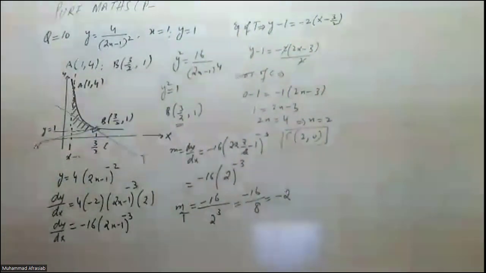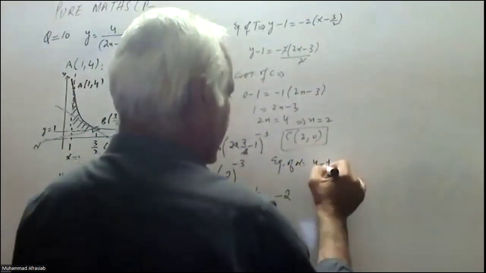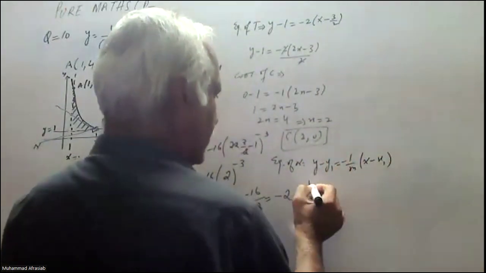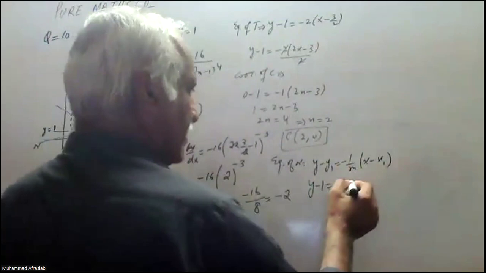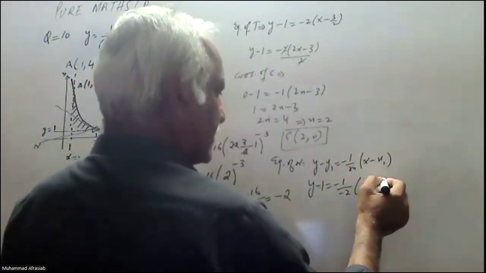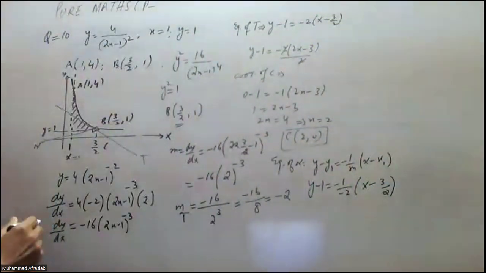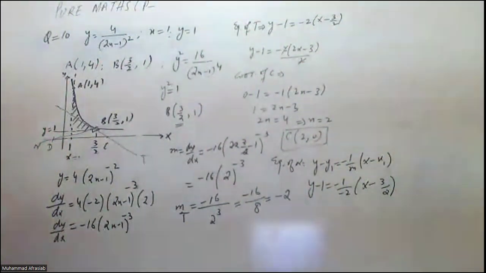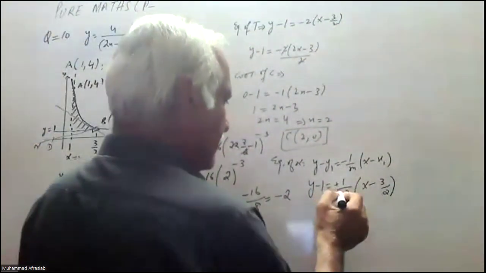Now, finding the equation of normal. So for equation of normal, y minus y1 is equal to minus 1 over m into x minus x1. y minus 1 is equal to minus 1 over minus 2 into x minus x1, which is 3 over 2 there. Again, it is cutting at this point D there, where y coordinate is 0. So you will find the x coordinate of this point there.